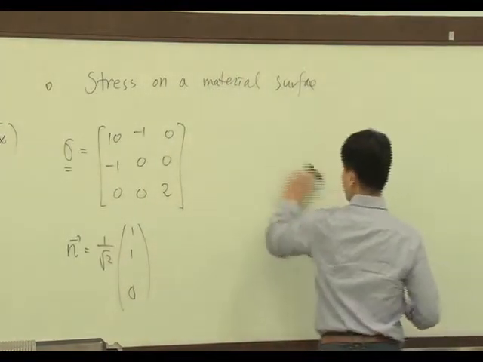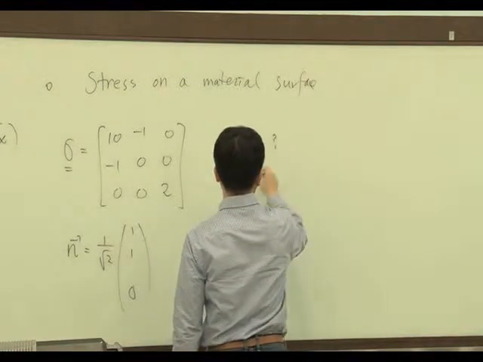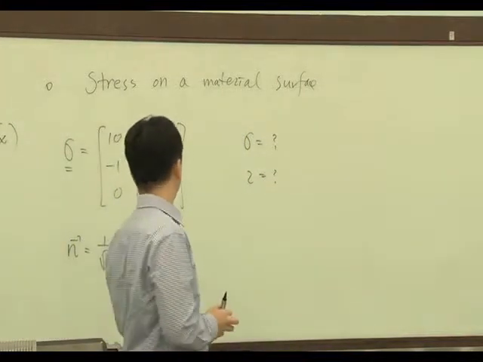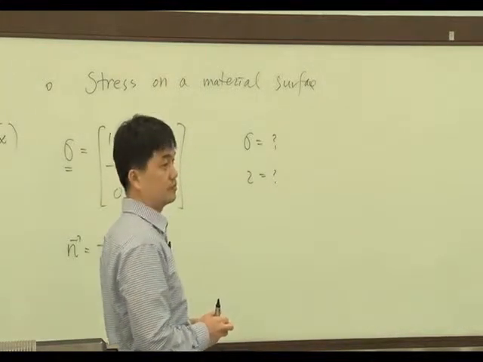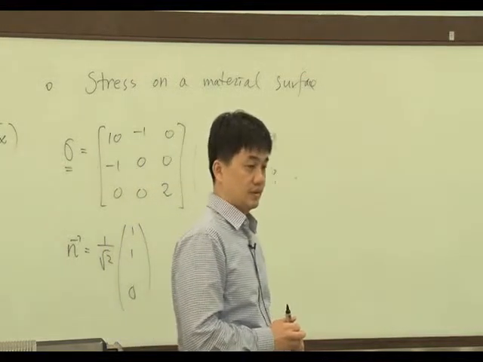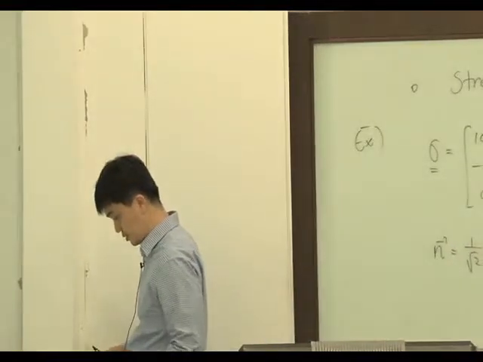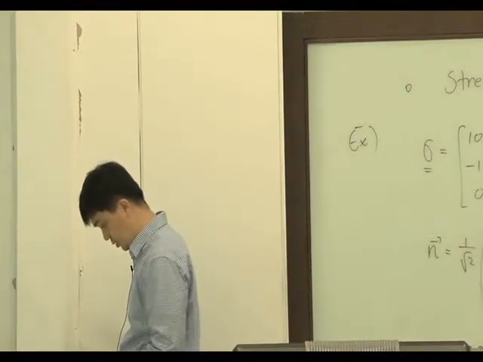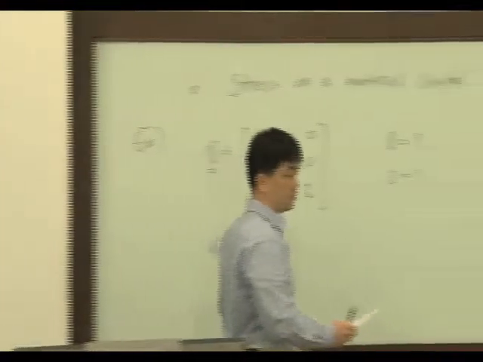Then you can calculate sigma and tau with that equation, very simply. I believe you can find those two components without any help.